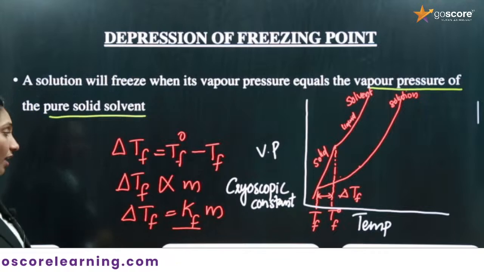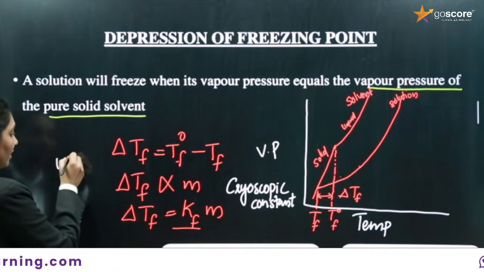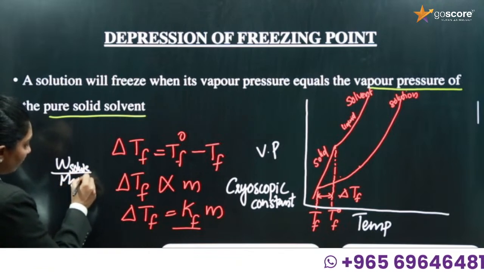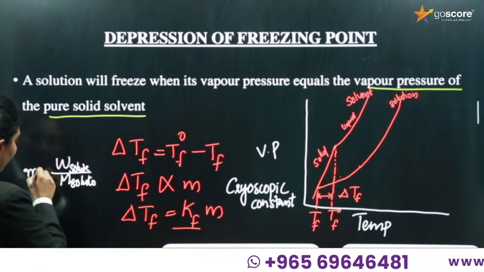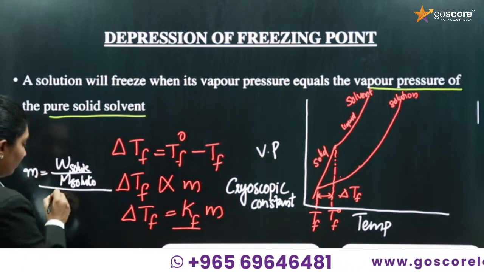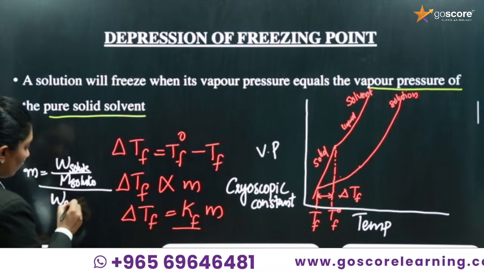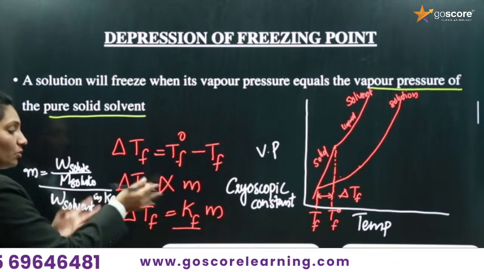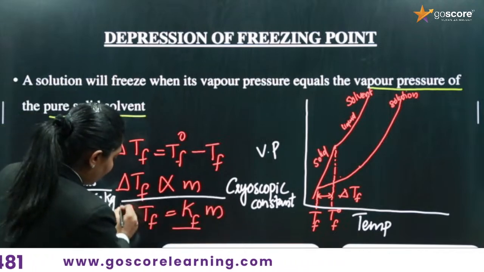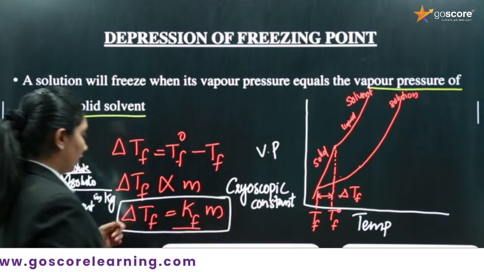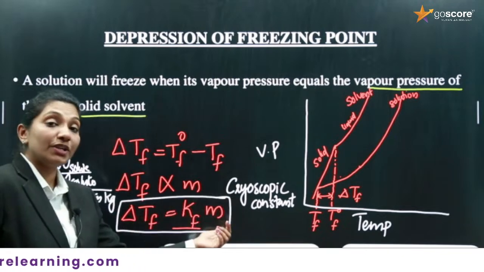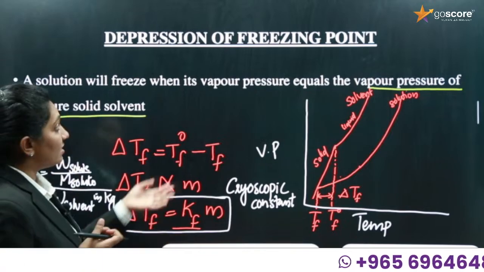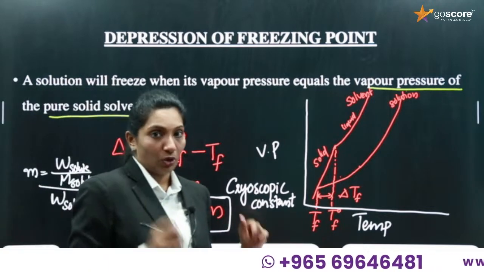When you change the molality into the number of moles, that is the mass of the solute divided by the molar mass of solute, whole divided by the mass of solvent in kilogram. Here you can see the depression in freezing point depends on the number of particles, not on the nature of the particle. That's why it is called a colligative property.